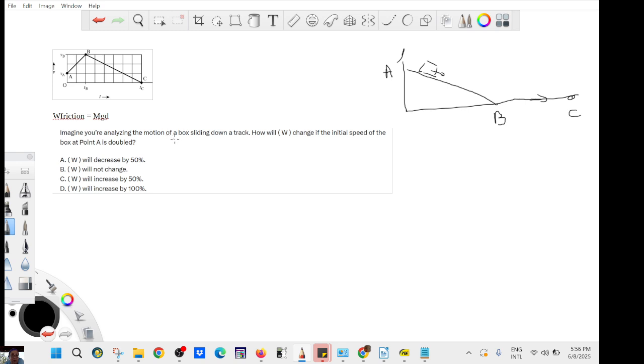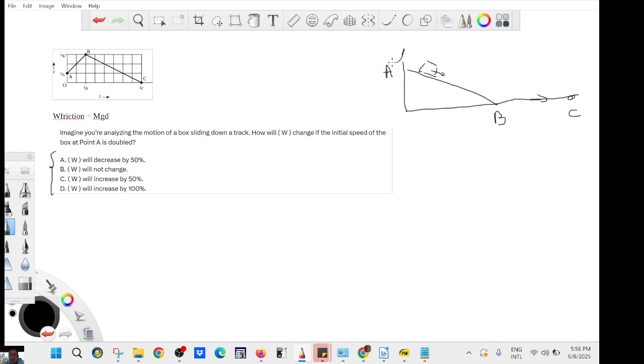So here they talk about the work. We didn't cover work yet, but to answer this question, we don't need to cover work yet. So it just says that the work done by friction from A to B equals mgd. That's what it says. But anyway, here is the question. How will the work change?